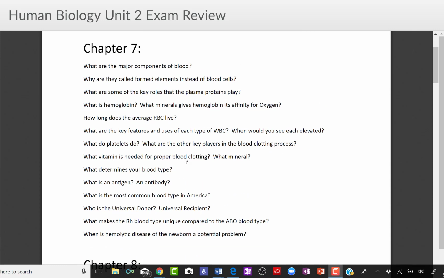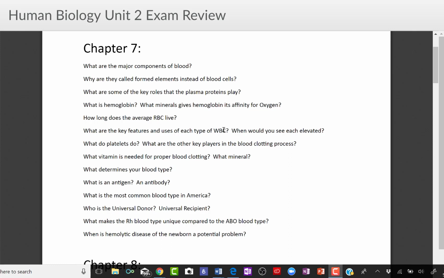All right, let's start with chapter 7, which is on blood. So what are the major components of blood? And of course, you've got all your videos you should be watching to go through the details, but blood is basically going to be split into plasma and formed elements. So it's slightly more than half formed elements. The other half is plasma. So I'll talk about plasma here first.